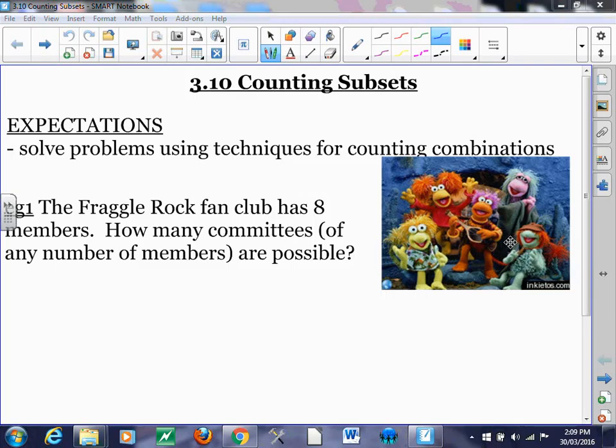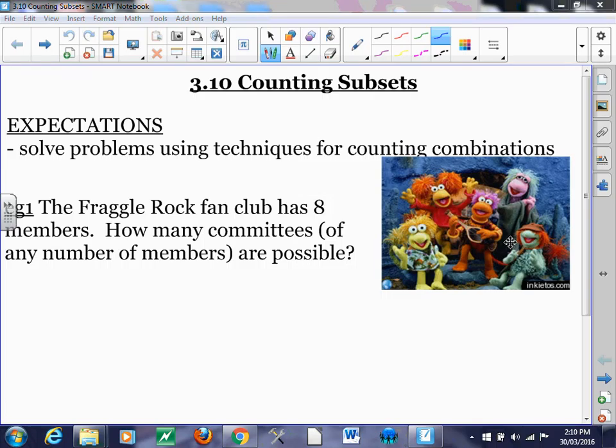Hello class and welcome to lesson 3.10, counting subsets. So today we're going to learn different ways of dealing with combinations where the number of items you select are not fixed. Okay, so you're going to see the word "some" or "at least one" being used. Okay, so let's take a look at an example.